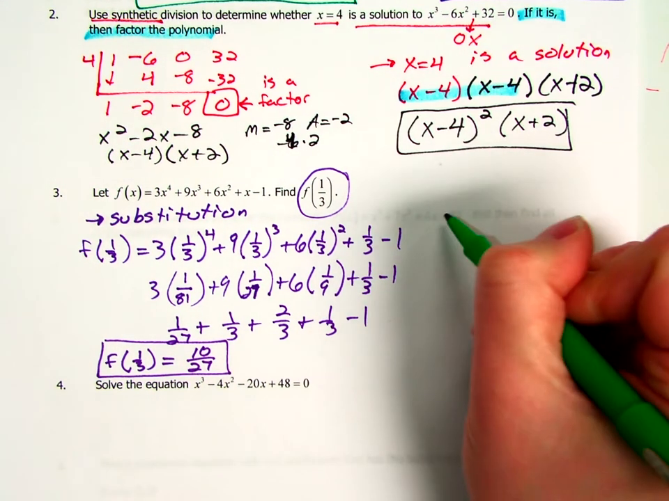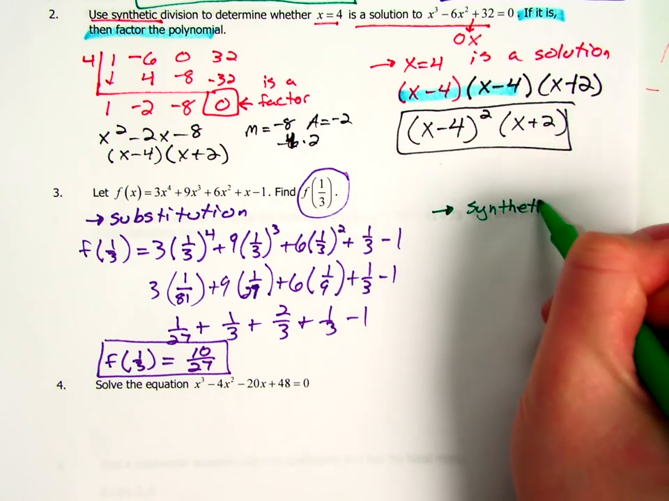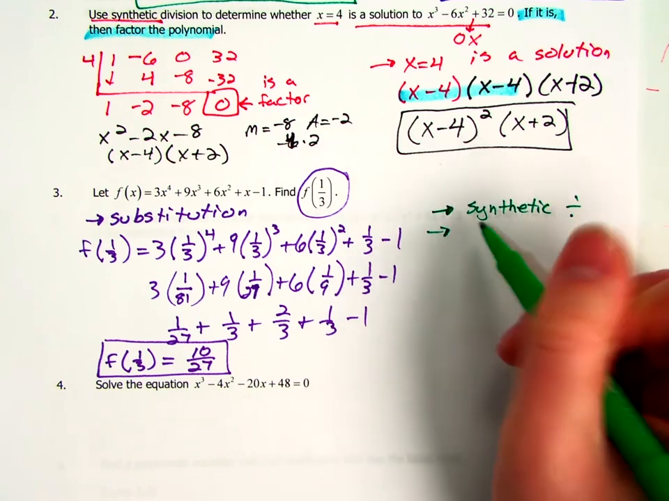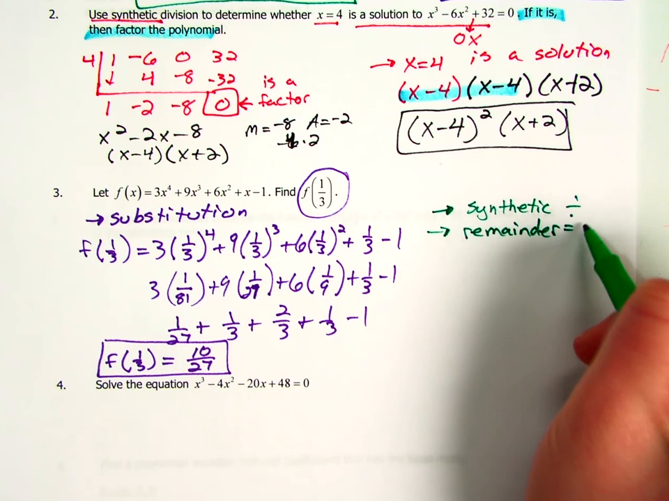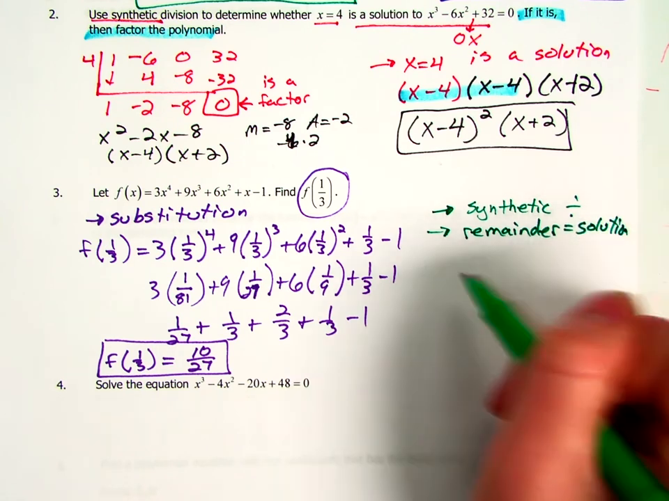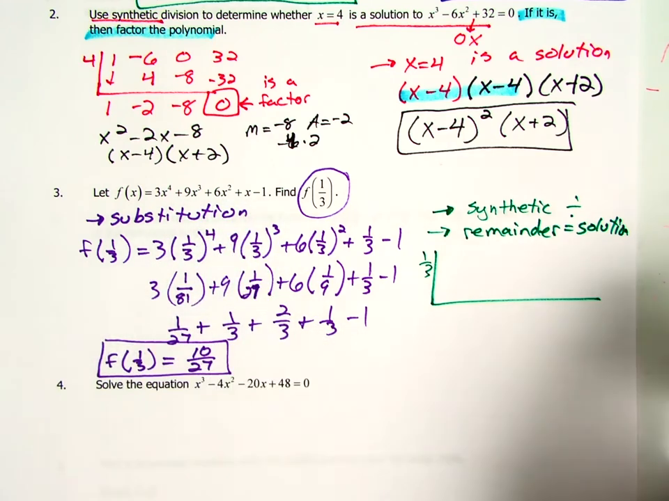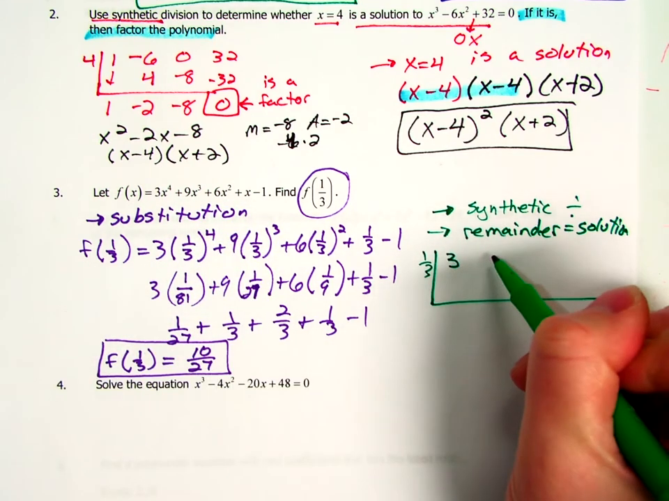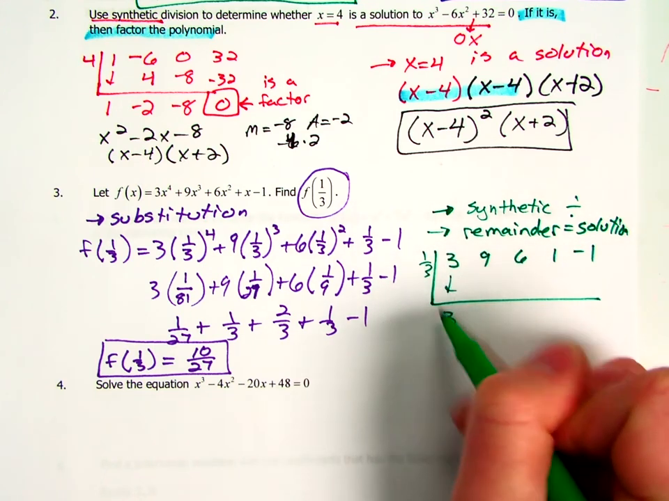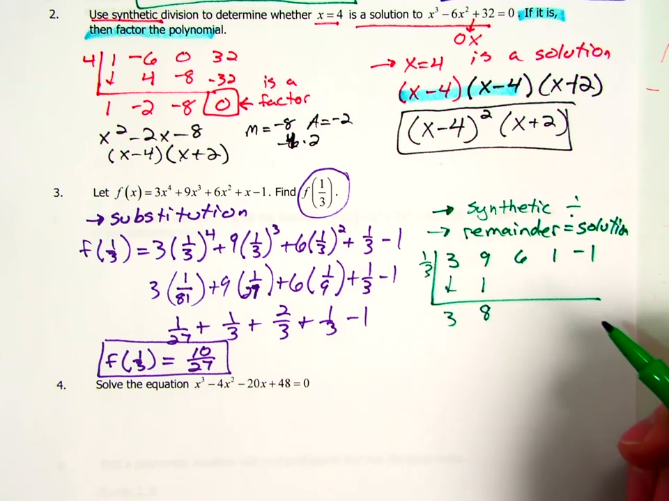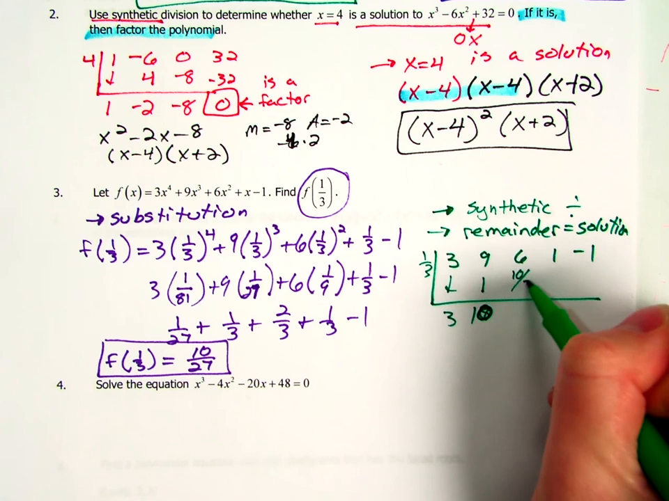The other option that you have is, instead of using substitution, you could use synthetic division, remembering that the remainder is the solution. So we would set it up with 1/3. There's an x to the 4th, 3rd, 2nd, 1st, and then the constant, so none of the terms are missing. So it'd be 3, 9, 6, 1, negative 1. Bring down my 3. 1/3 of 3 is 1, which would give me 10. 1/3 of 10 would be 10/3.